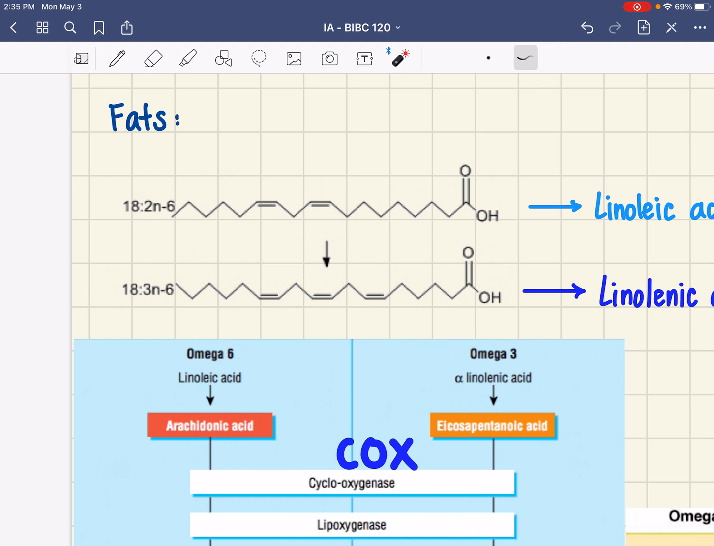And the way these fatty acids are named is the first number, 18, tells us how many total carbons there are in the fatty acid. The 2n denotes 2 unsaturations, so 2 double bonds. See right here, we have 3n because we have 3 double bonds. And the 6, often written as n-6 or omega-6, shows that if we count from the very end, it will take us 6 carbons to get to the first double bond. Okay.